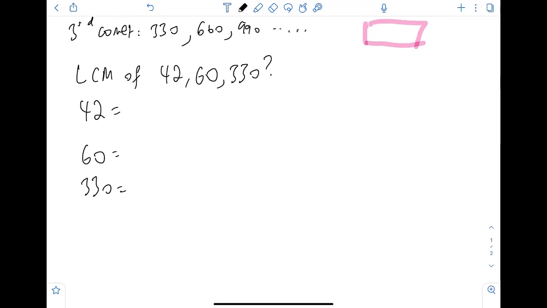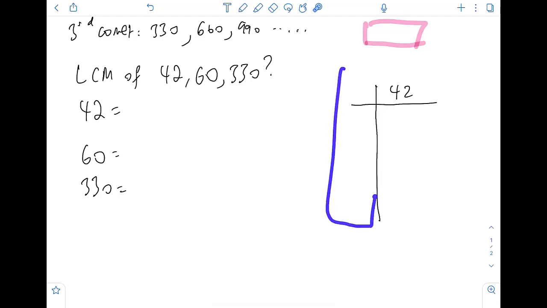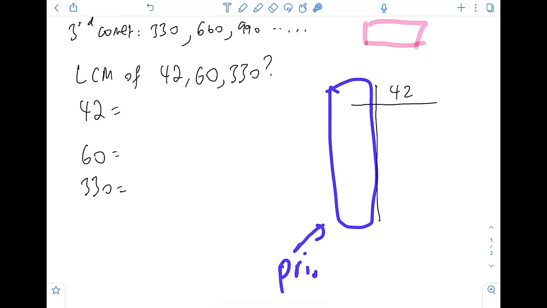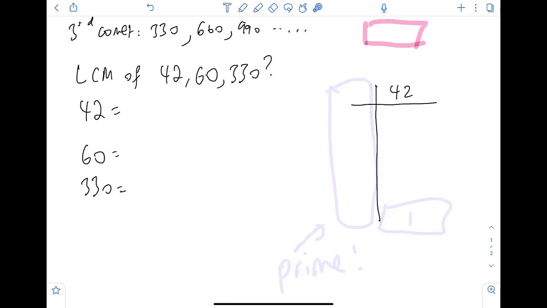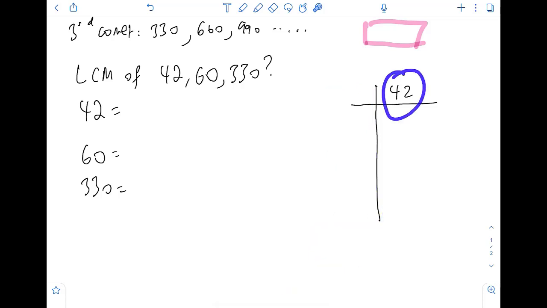Now to do this, we need to use the ladder method. So what is the ladder method? For example, for 42, you put 42 here, and on the left side, they are all prime numbers. Take note, on this side, we're going to fill it up with prime numbers only until we reach a number of 1. So what is the smallest prime number that you can divide 42 by?